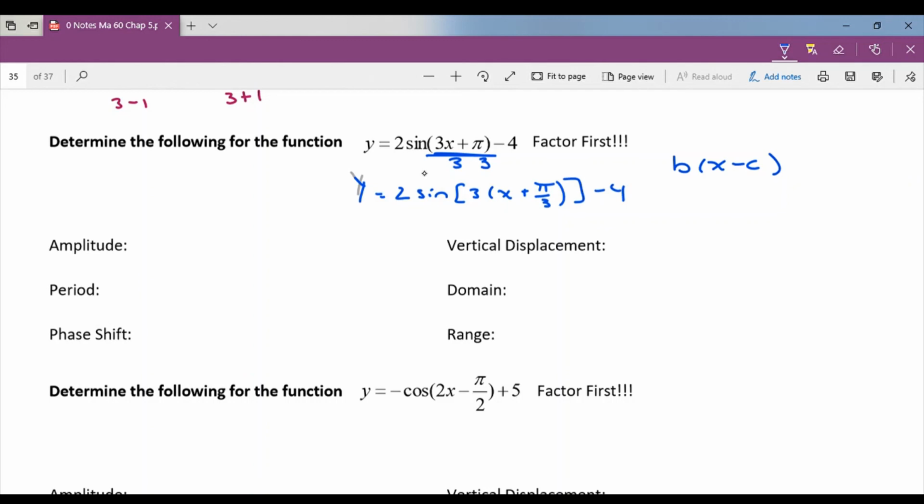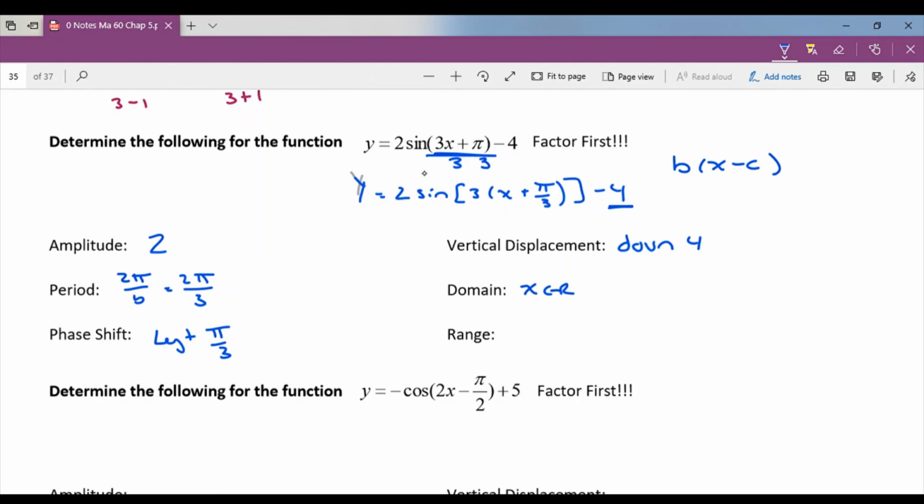Then amplitude is the absolute value of a, or 2. Period is 2 pi by b, or 2 pi by 3. The phase shift is left, pi by 3. The vertical displacement is down 4. You can see that with the d value. Your domain is x ∈ R. And then your range.